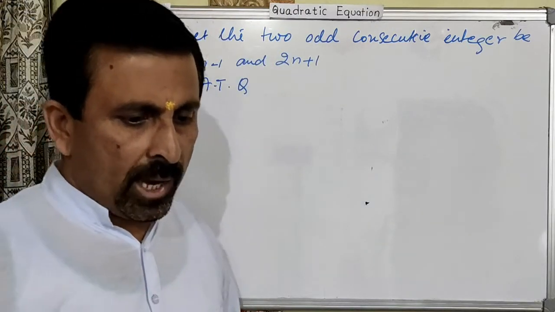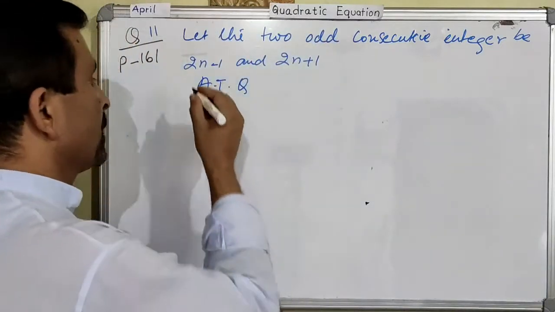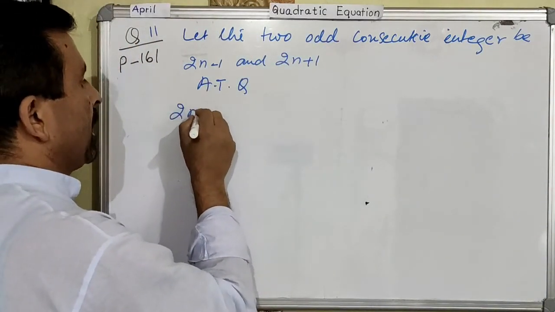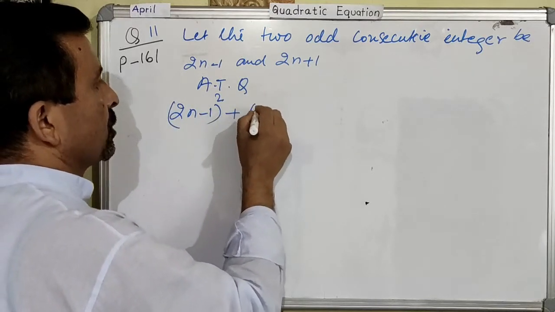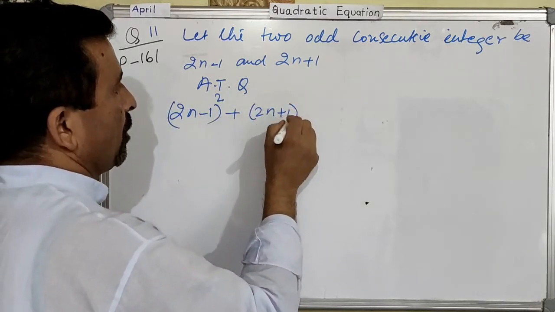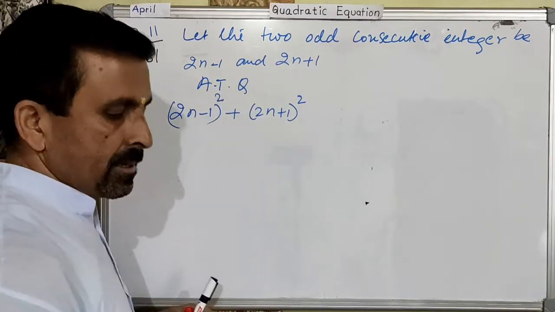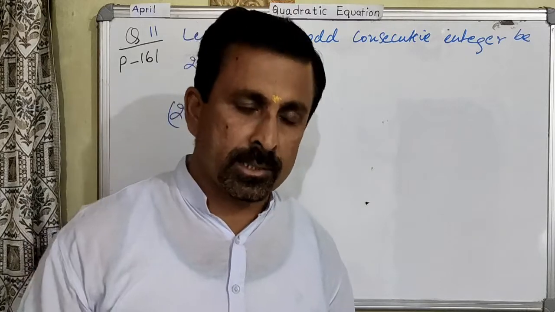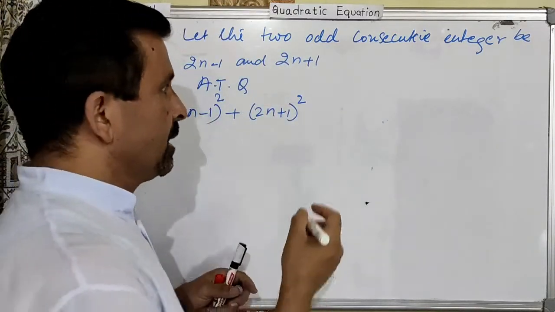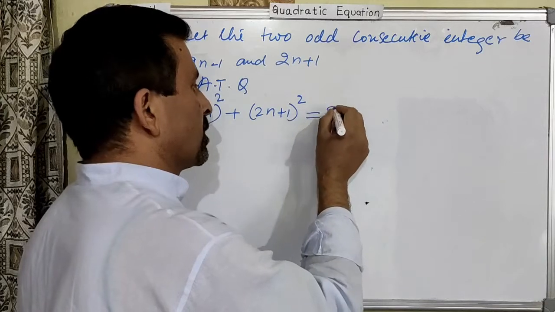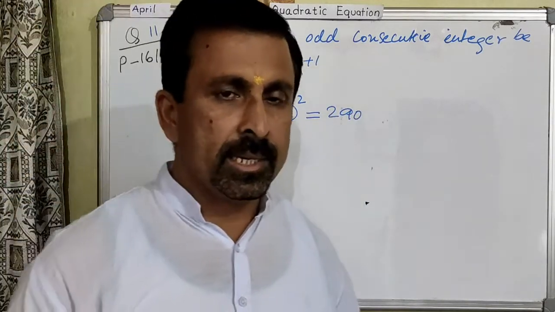Now, when the squares of the two consecutive odd integers are added, that means 2n minus 1 whole square plus 2n plus 1 whole square. If you have the sum of their squares, then it gives you a sum equal to 290. If this is so, then what are the integers?